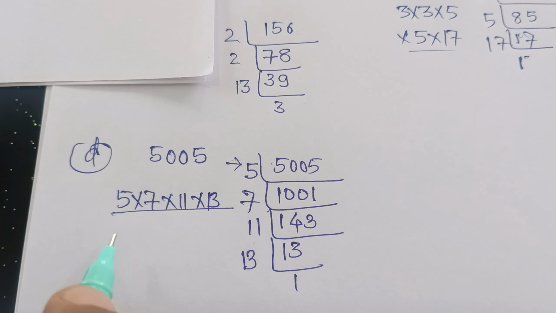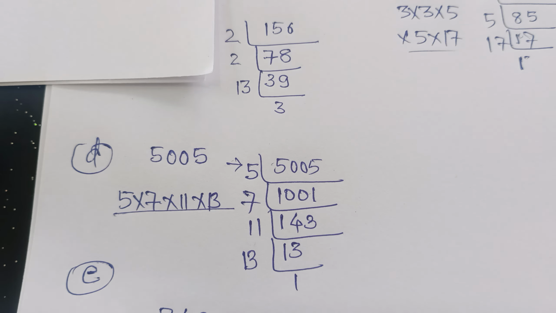This is how we got the prime factorization for 5005. Now we have another question, E: 7429.